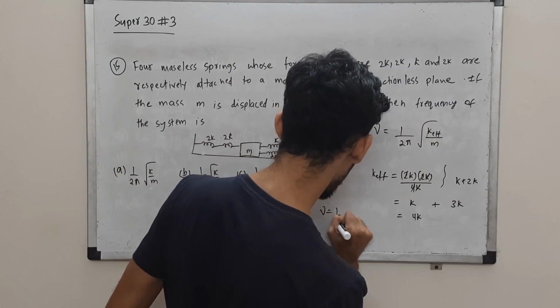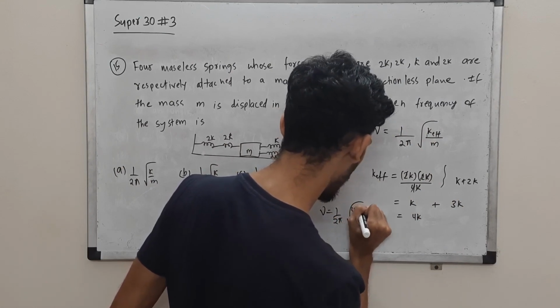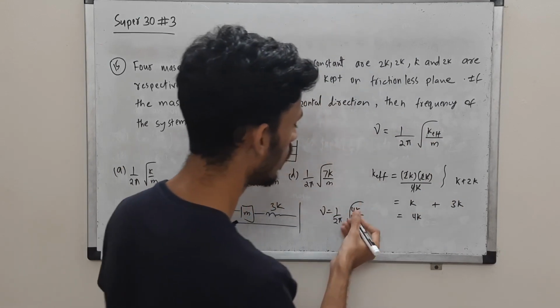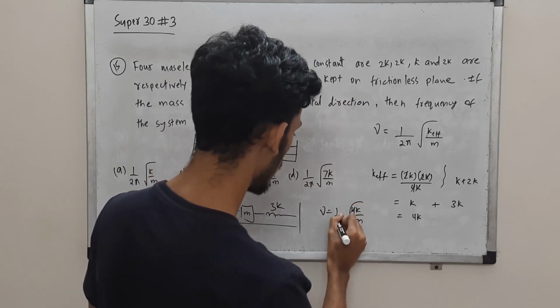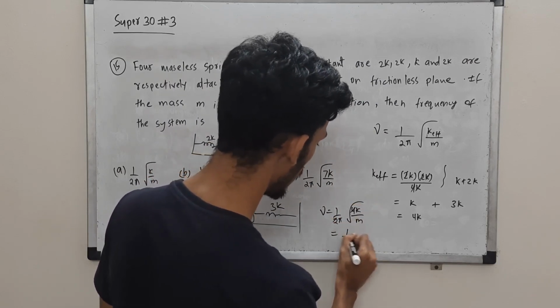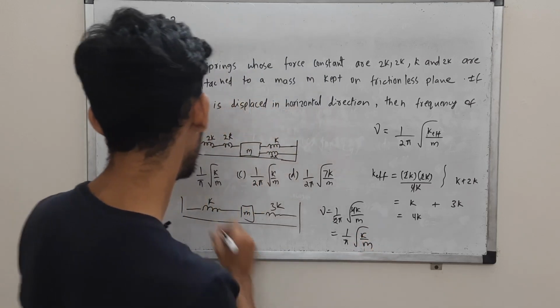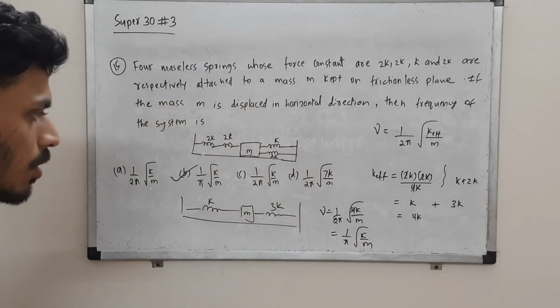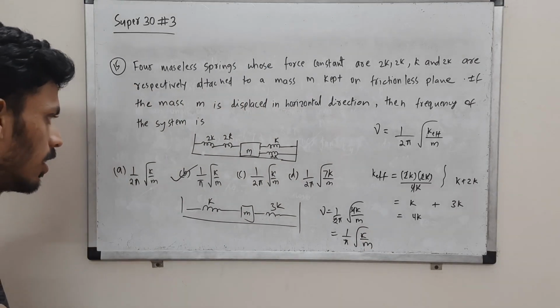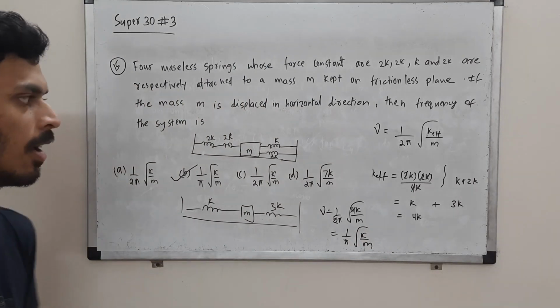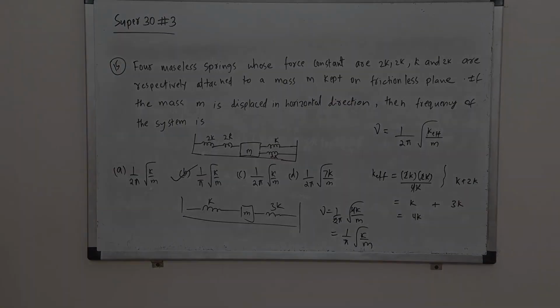Plug in that value. So here we'll have 4k by m, right. Square root of 4k by m, and this can cancel, it will come out as 2, right. So you'll have 1 upon pi under root k by m, which is option B. So option B, 1 upon pi under root k by m, is the correct choice. Over to the next question.